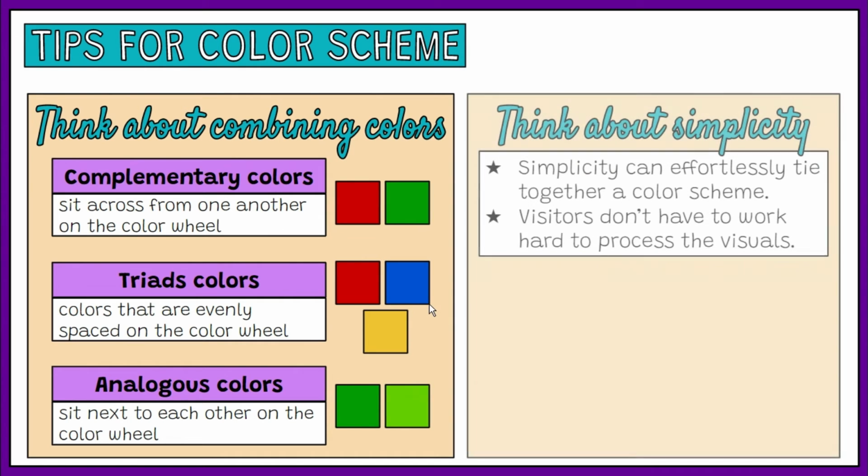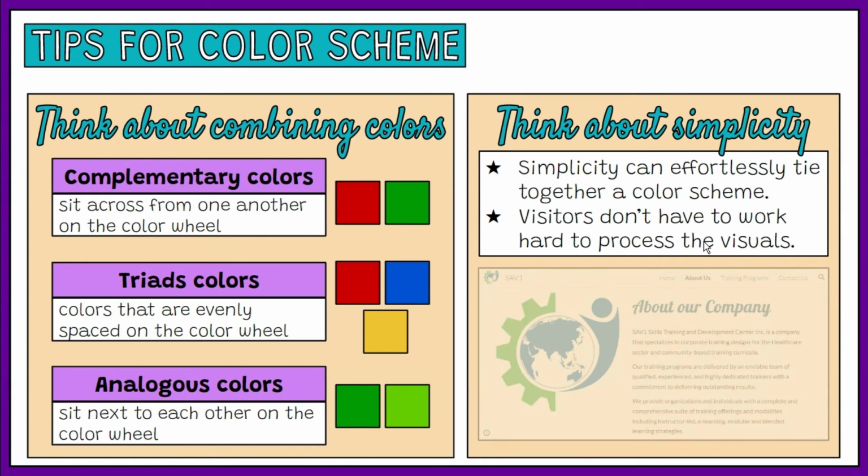When choosing a color scheme, think about simplicity. Simplicity has several benefits. It can effortlessly tie together a color scheme. If you have just a few colors at work, everything will look unified. Viewers don't have to work hard to process what's going on. If you go overboard on the color, your users will be more confused.